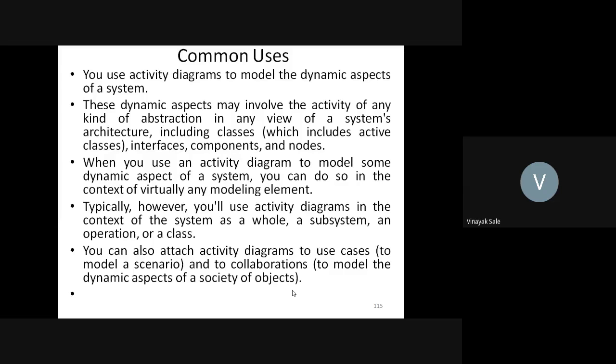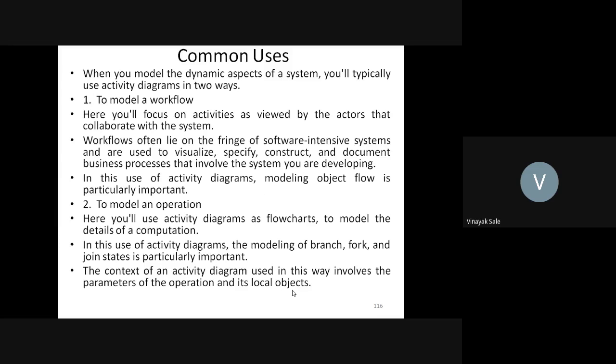You can also attach activity diagrams to use cases and collaborations to model the dynamic aspects of a society of objects. Dynamic aspects in the case of activity diagrams are modeled in two ways: first, to model a workflow, and second, to model an operation. To model a workflow, we focus on the activities as viewed by the actors that collaborate with the system. Workflows often lie on the fringe of the software-intensive system and are used to visualize, specify, construct, and document business processes that involve the system you are developing.